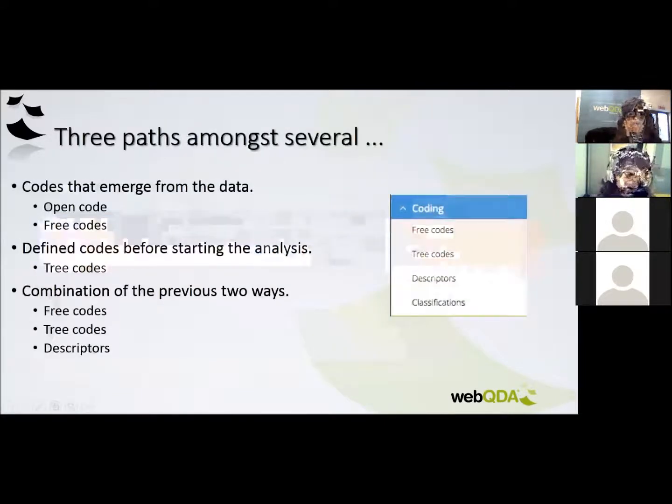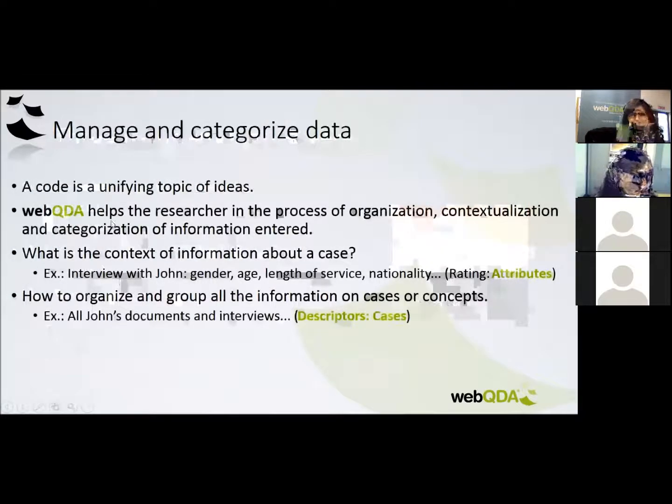Regarding coding, we will use the vector coding, and we can have free codes, tree nodes. We can also have descriptors and also classifications that have to do with telling the software what are the characteristics of my participants, like gender, age, job occupation, etc. So what's a code? A code is a unifying topic of ideas. It's what helps us to give order to our data and to synthesize it.